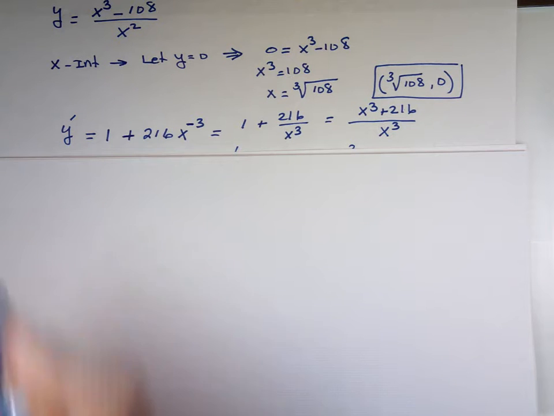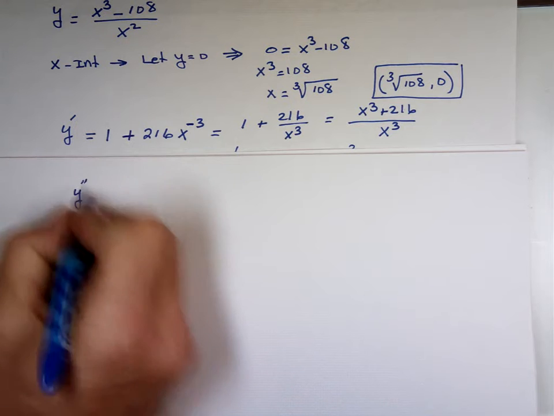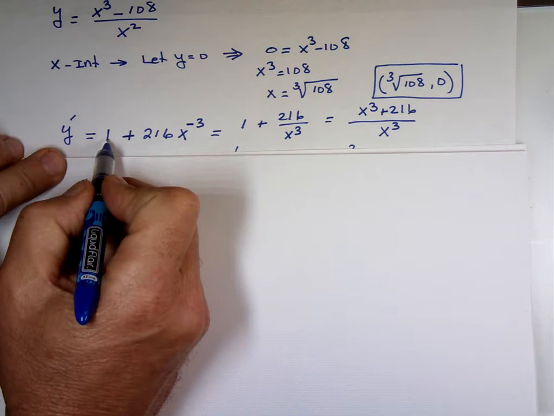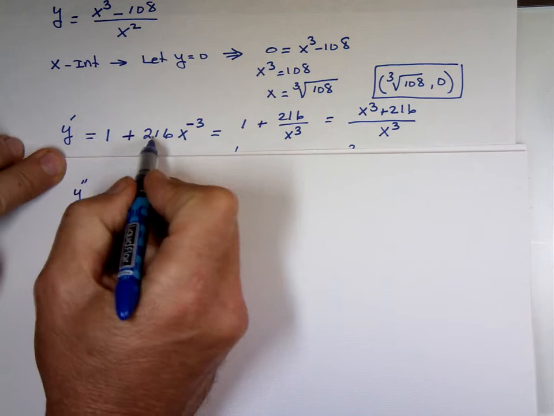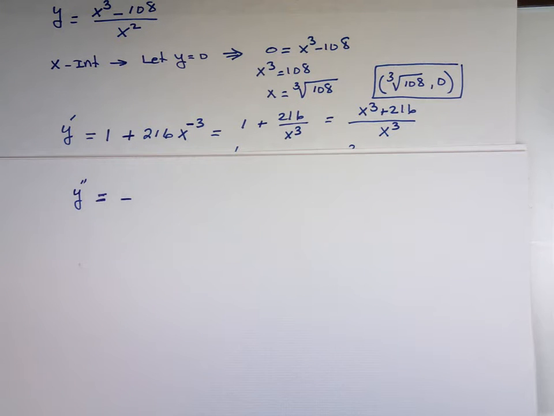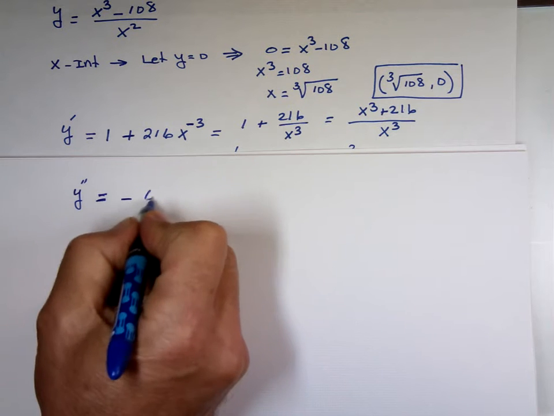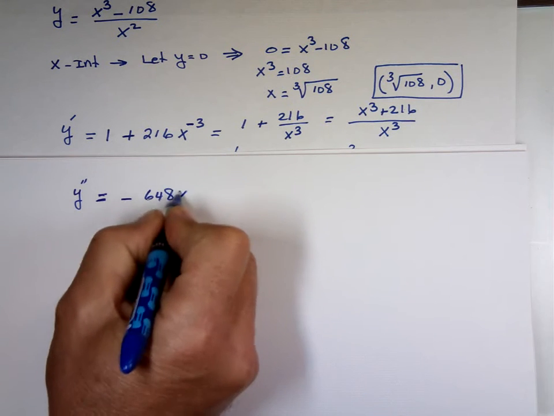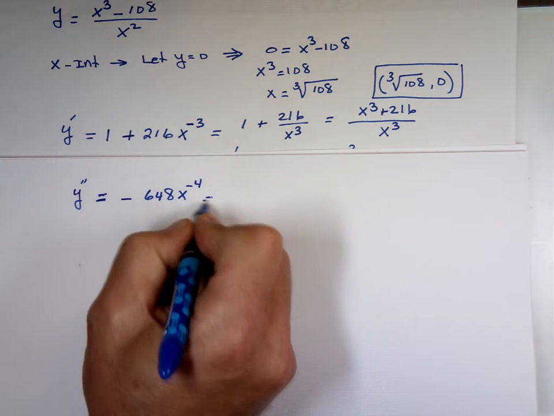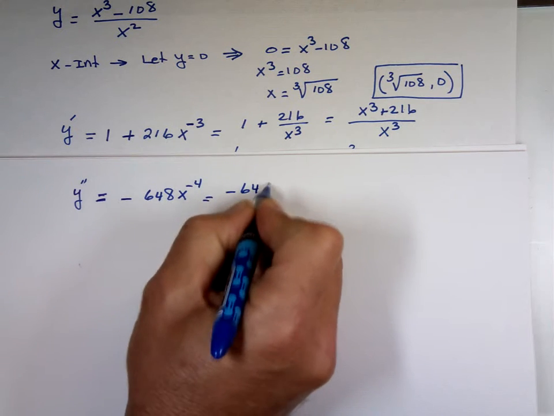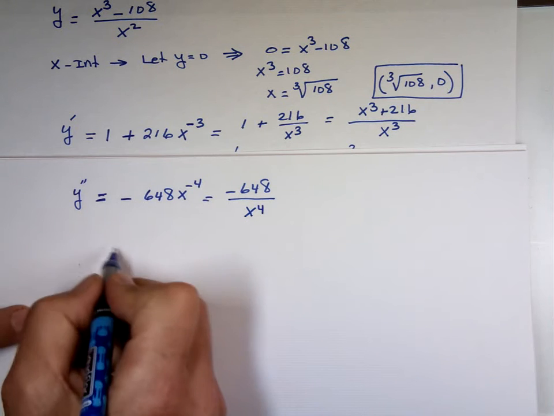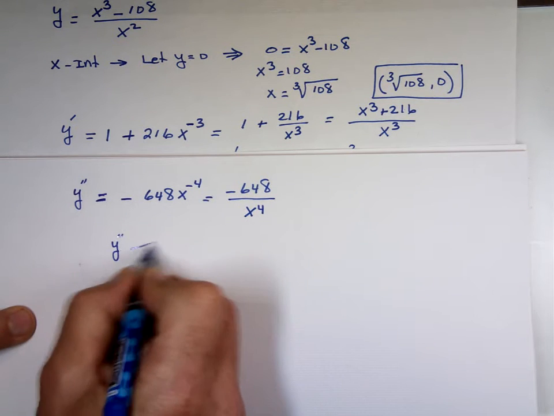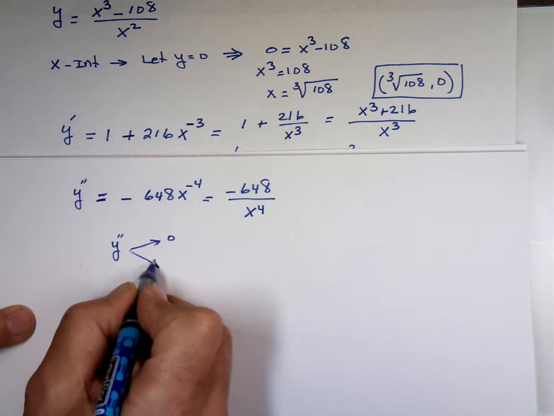The second derivative. What's the derivative of 1? 0. This will be a minus 216 times 3, 648, x to what power? Negative 4, which is negative 648. When is the second derivative going to be 0? And when is it undefined?